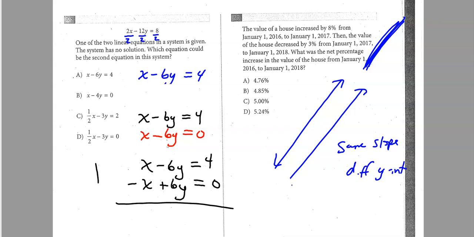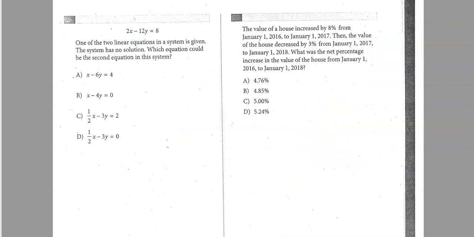And then when I combine them, I'll get 0 x's, 0 y's, and on the right I would get 4. And this would give me my false statement. So that's what no solution means. You're going to get a false statement. Correct answer here is D.